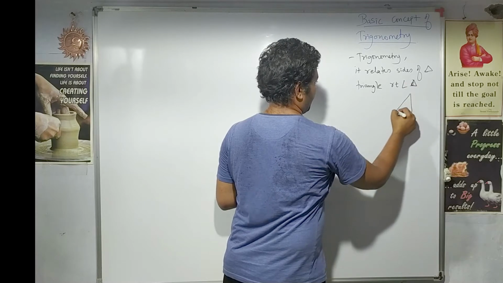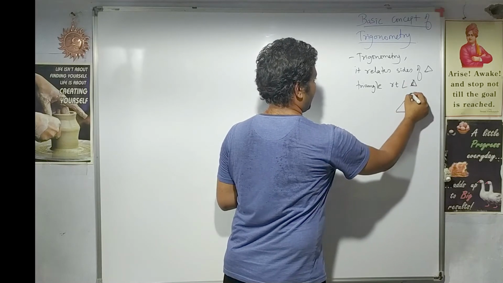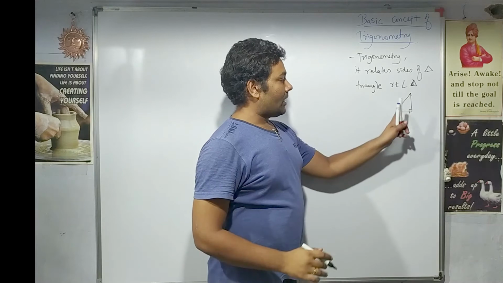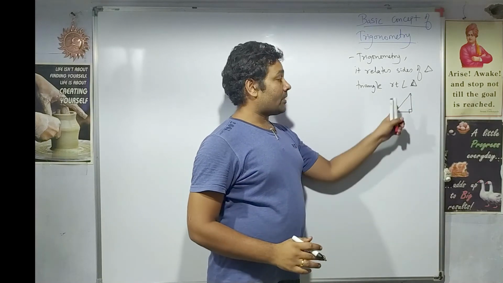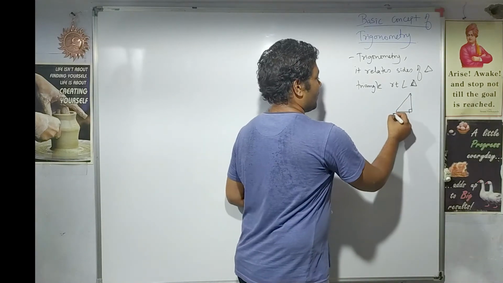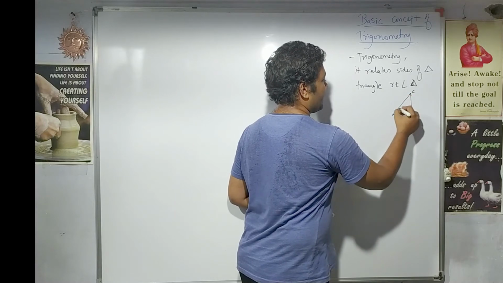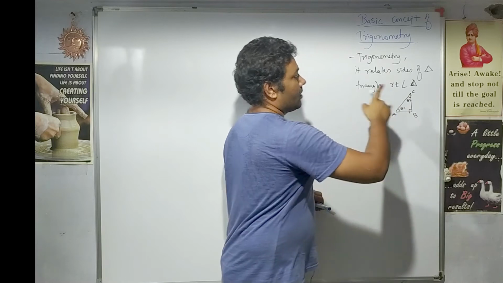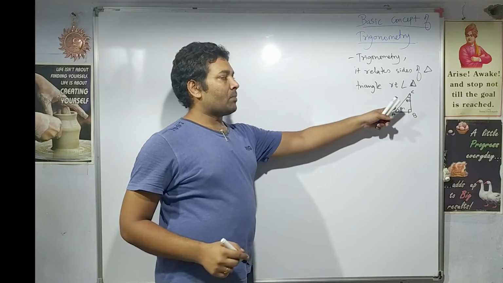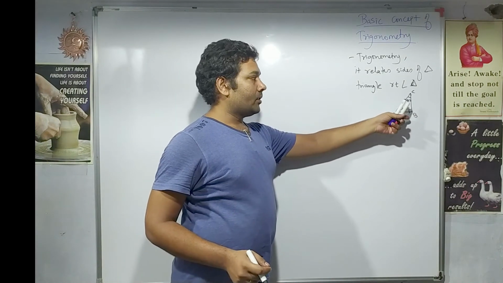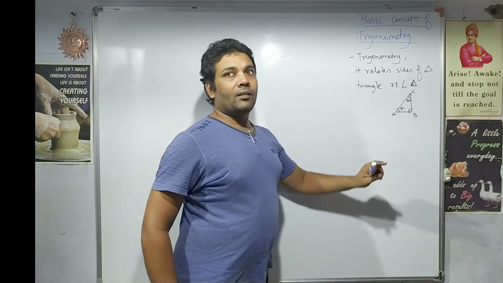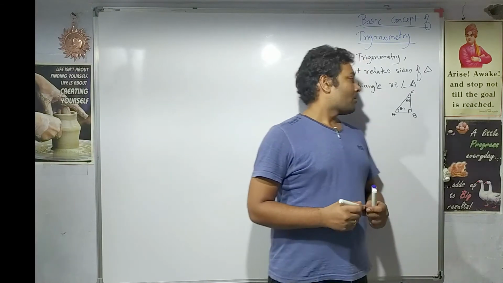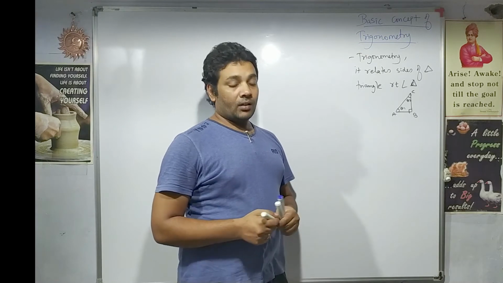A right angle triangle means one of the angles is 90 degrees, and we have two other acute angles. Acute angles means less than 90 degrees. If we name this triangle ABC, this is theta 1 and this is theta 2. The two angles may be an isosceles triangle or an equilateral triangle, that doesn't make any difference. So that is the first thing about trigonometry.